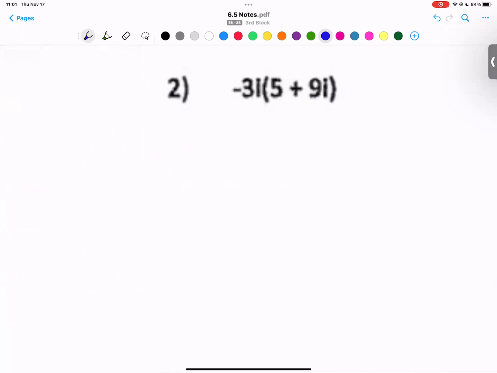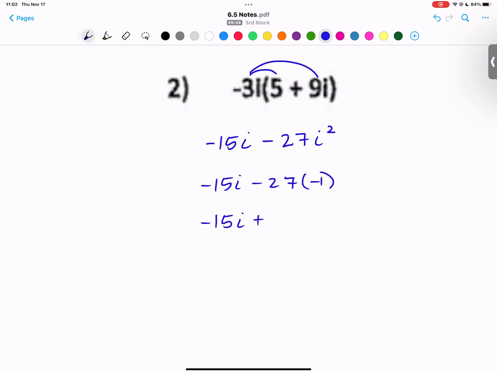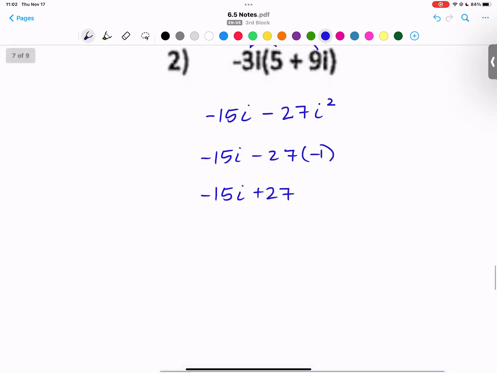Okay, well, let's do the same thing here. We're going to distribute. So we have -3i times 5, which gives us -15i. And then -3i times 9i, which gives us -27i squared. And again, i squared always becomes -1. So we have -15i plus 27, which then we have to write in the right order. So we have 27 minus 15i.